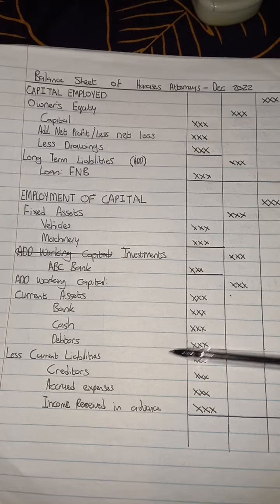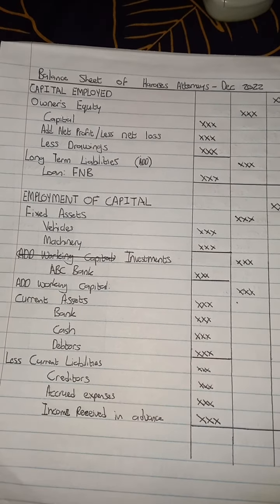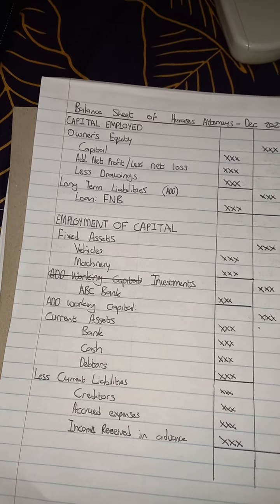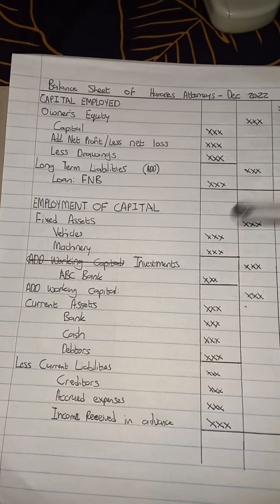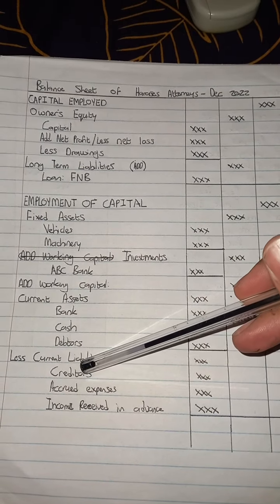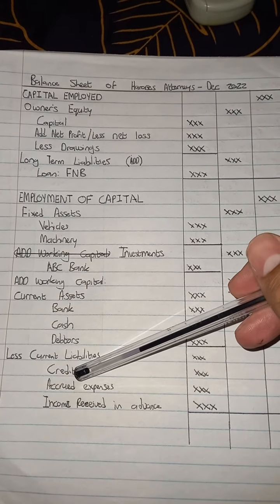So our creditors, accrued expenses, income received in advance, all of those things are current liabilities, not long-term liabilities. In this way, it's also important to really know this layout because there are long-term liabilities, and current liabilities, or short-term liabilities.